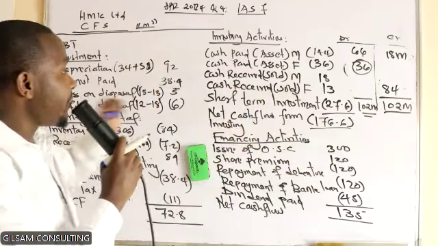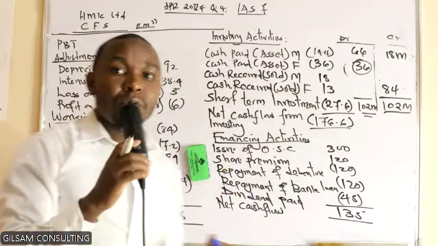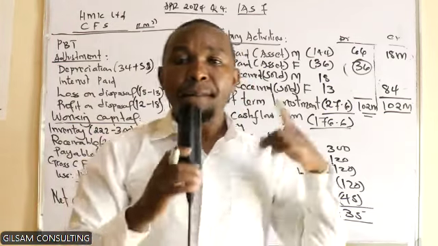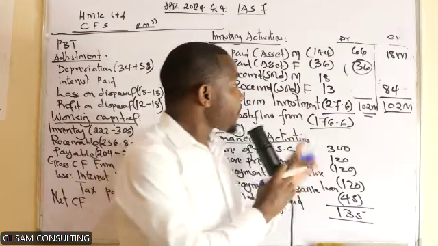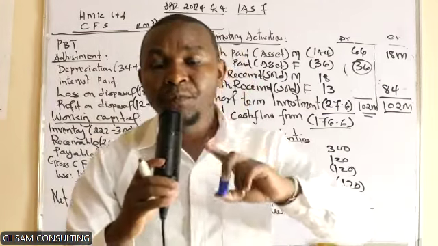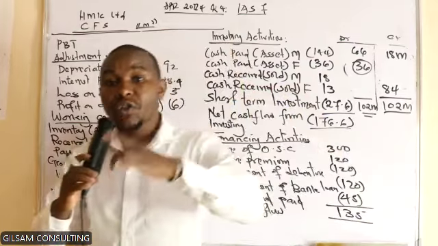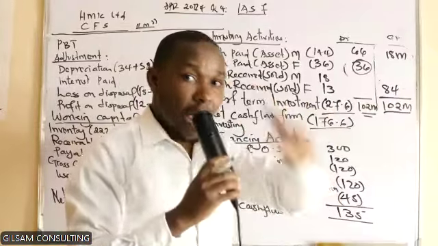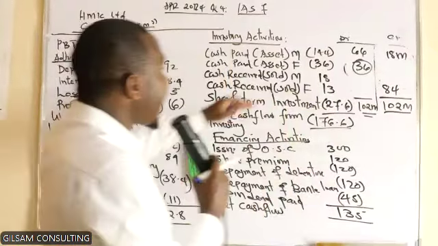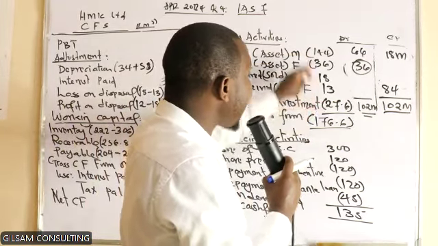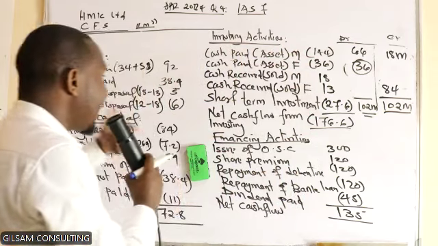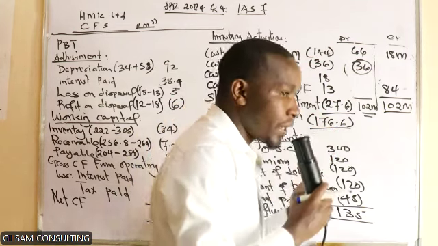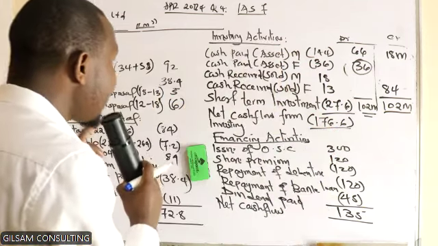Then we go back to the short-term investment. Look at 2022 for the short-term investment, we have zero. But for 2023, we have 27.6 million. Which means we used more money to acquire more short-term investment, which is the cash outflow. If I add this plus this plus this, the others are minus, I will be able to get the net cash flow from the investing activities of 176.6 million.